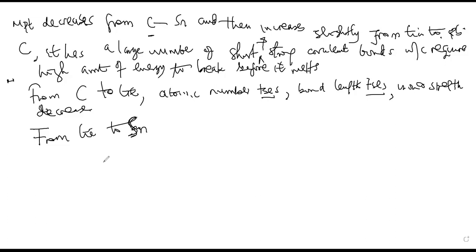Carbon has the highest melting point because it has a large number of short and strong covalent bonds, which require a high amount of energy to break before it melts. Then you tell me that from carbon to germanium, atomic radius increases, bond length increases, bond strength decreases, and a lower amount of energy is required to break the covalent bonds. Then you tell me that a further decrease in melting point from germanium to tin is because of the weak metallic bonds in tin. Then you also tell me the melting point increases slightly from tin to lead due to an increase in the strength of the metallic bond in tin as a result of the inert pair effect. That is how one can talk about that.